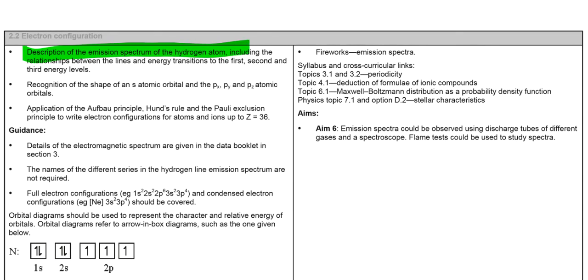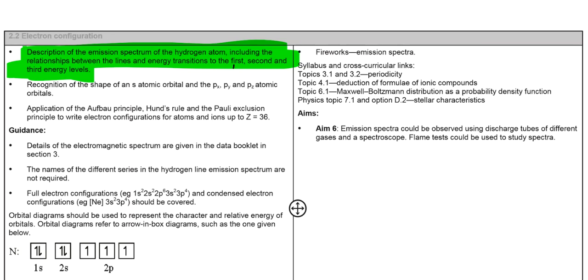Description of the emission spectrum of hydrogen, including the relationship between lines. When you have transitions of electrons from higher energy levels to the first level, we call that the Lyman series, and this releases ultraviolet light. This is UV. The second one we call the Balmer series, and this one is visible light. The third one is called the Paschen series, and this one is infrared light. You're going to have to remember those.